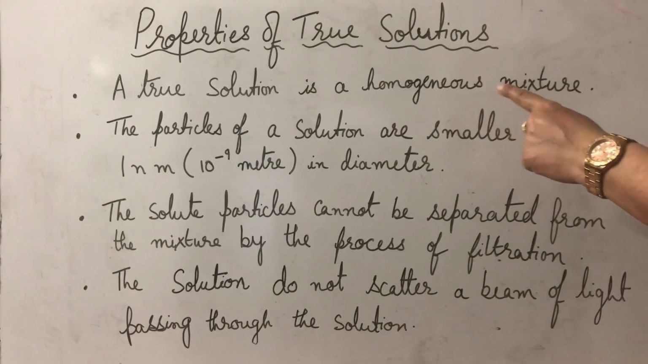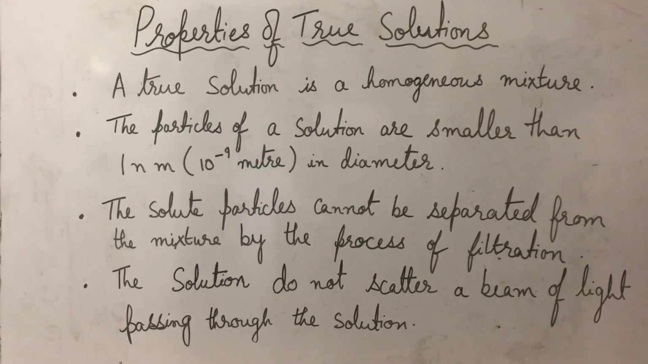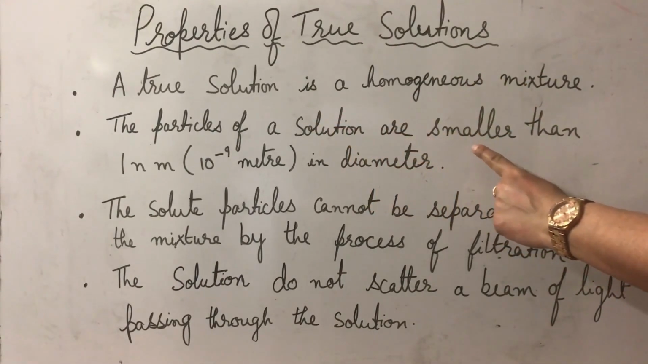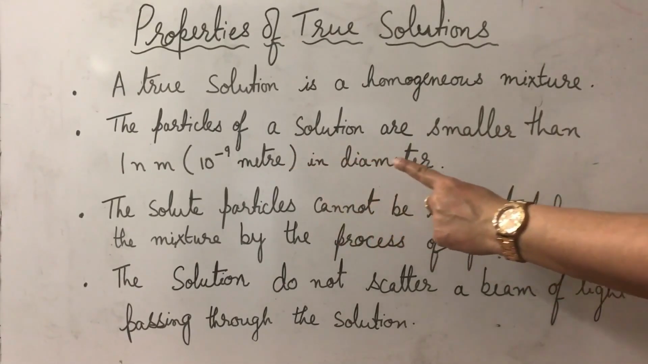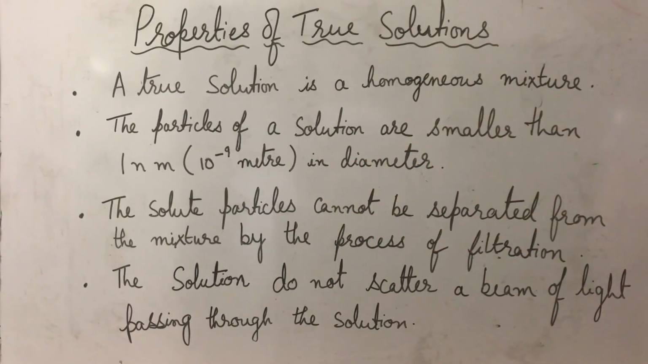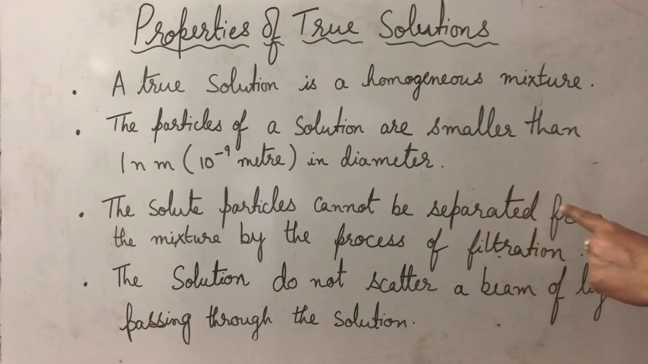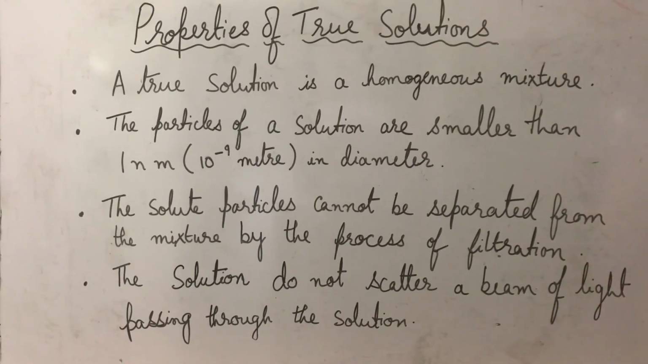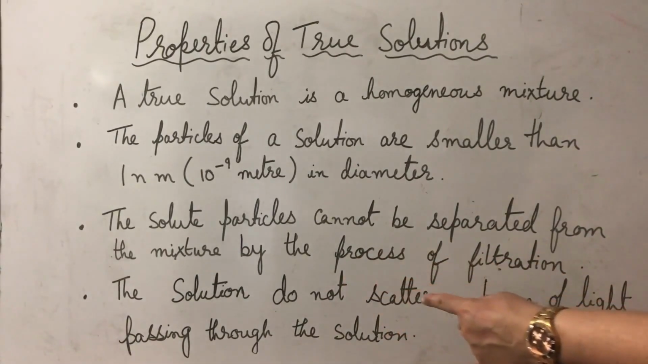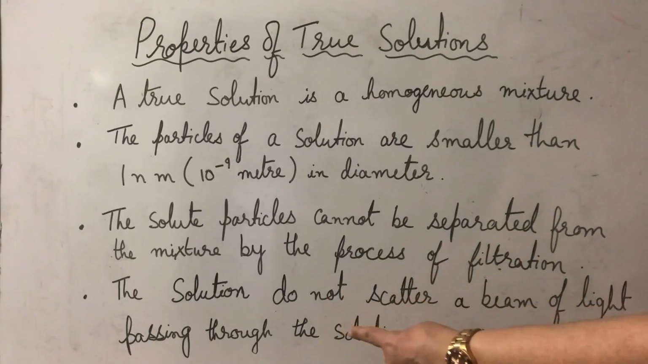A true solution is a homogeneous mixture. The particles of the true solution are smaller than 1 nanometer in diameter. The solute particles cannot be separated from the mixture by the process of filtration. The solution does not scatter a beam of light when passed through it. Now students, I think you all are clear about the true solution which I have explained to you through activity.